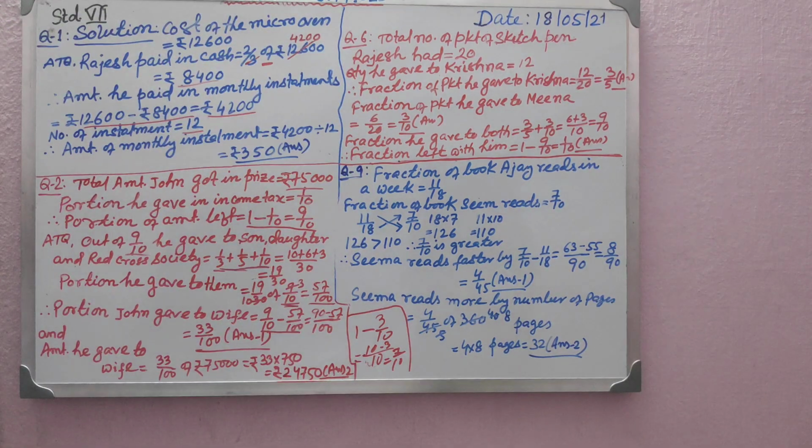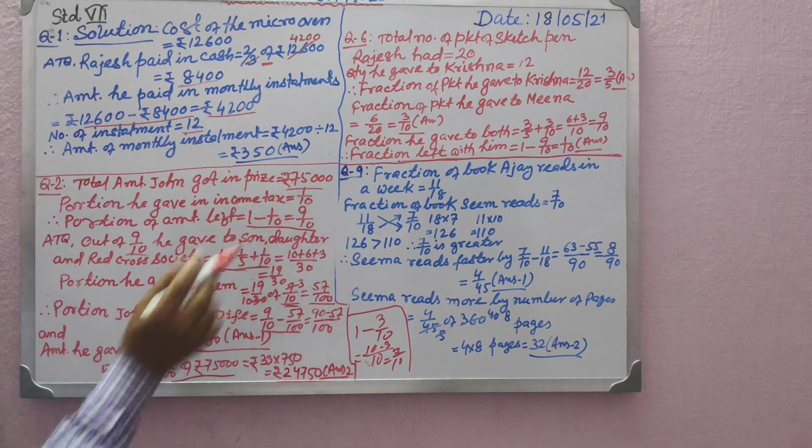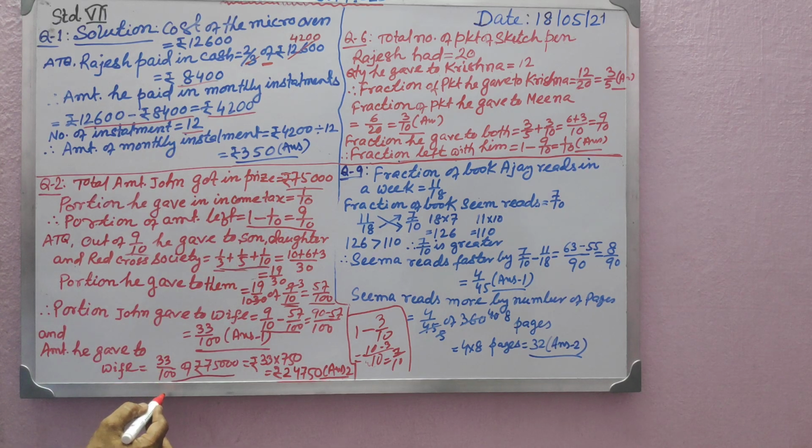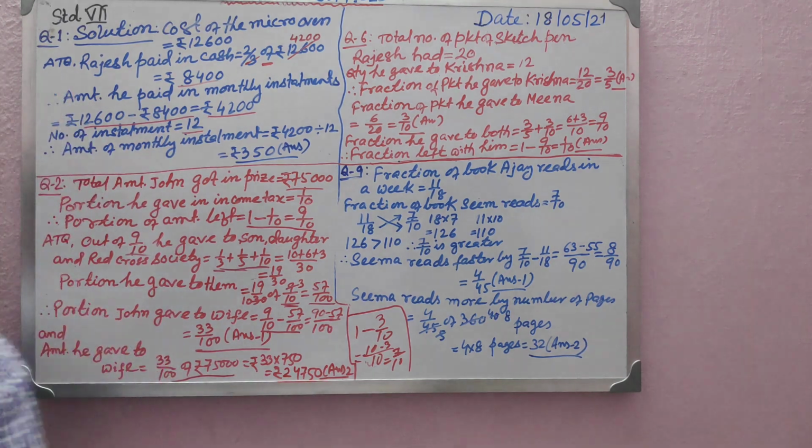I hope you have understood. This question is very, very important. Okay, now this much portion, this is the first answer. Then the amount he gave, this much portion of the total amount. Total amount is 75,000. So 33 upon 100 of this one. If you find it, then the 100 and the 0s will be cancelled. 750 into 33, 33 into 750 will be 24,750.